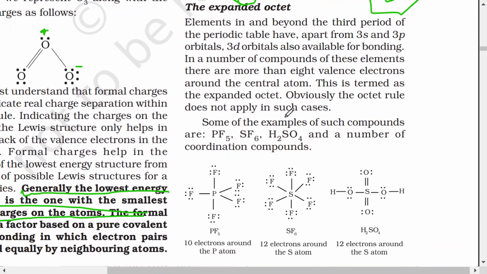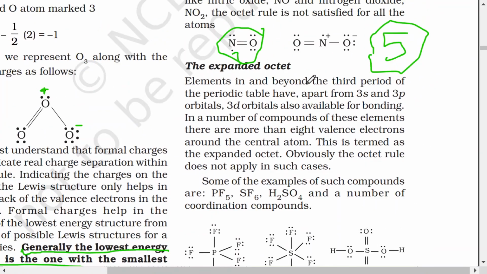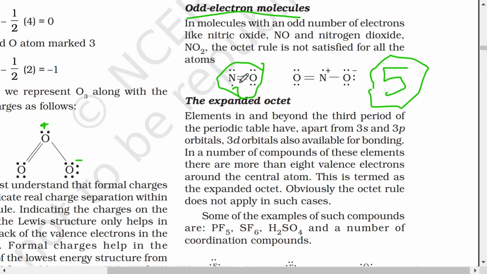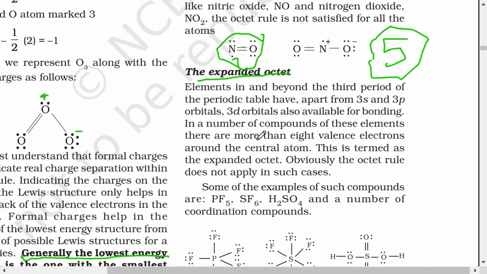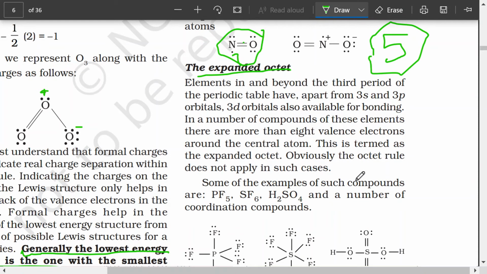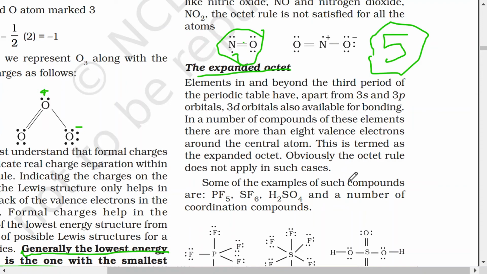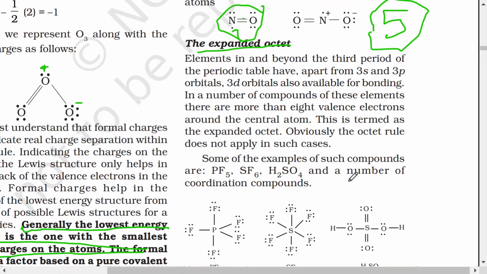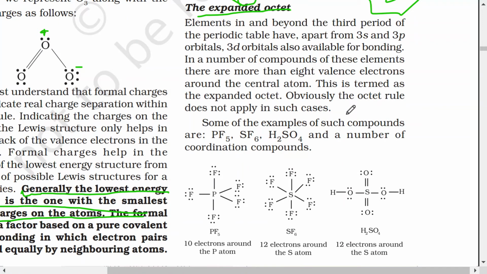So what this means is that in the previous case it was lacking an octet, having 7 electrons, but in expanded octet it has more than 8 electrons, right? More than octet electrons. One point to note here is that these expanded octets are also known as hypervalent or super octet. This is important.